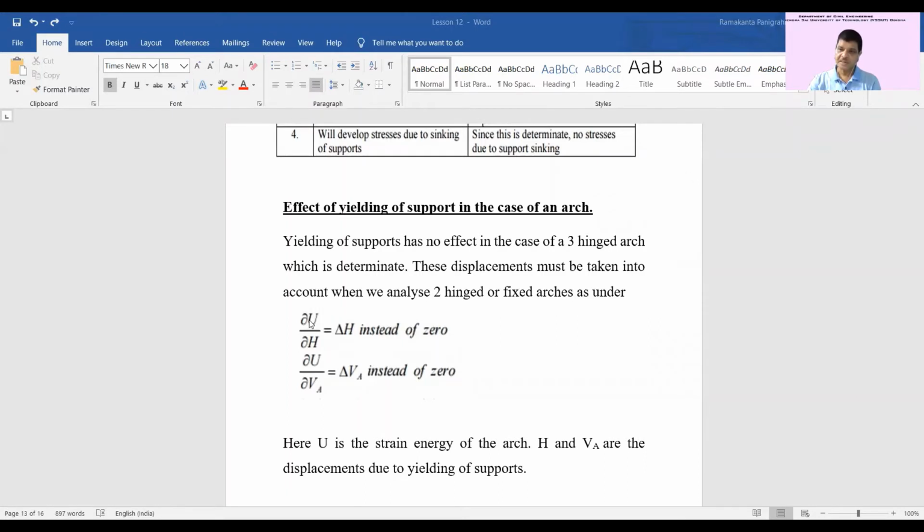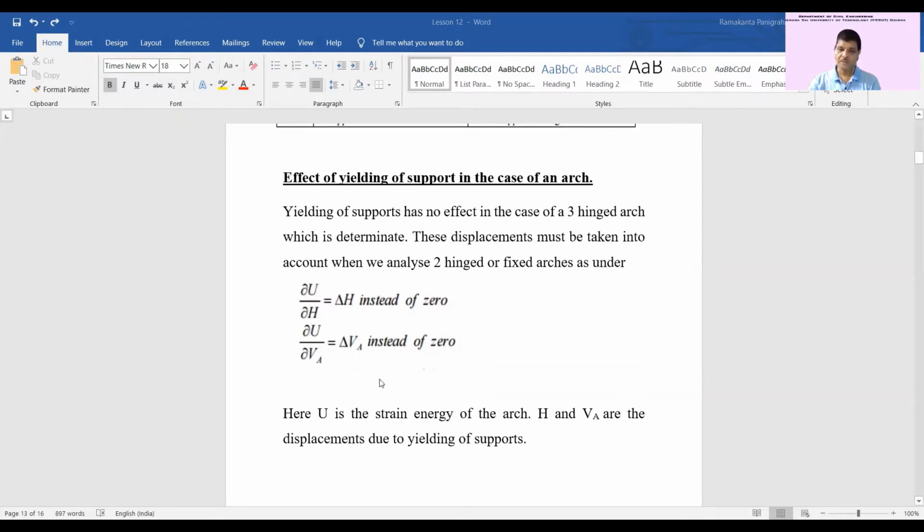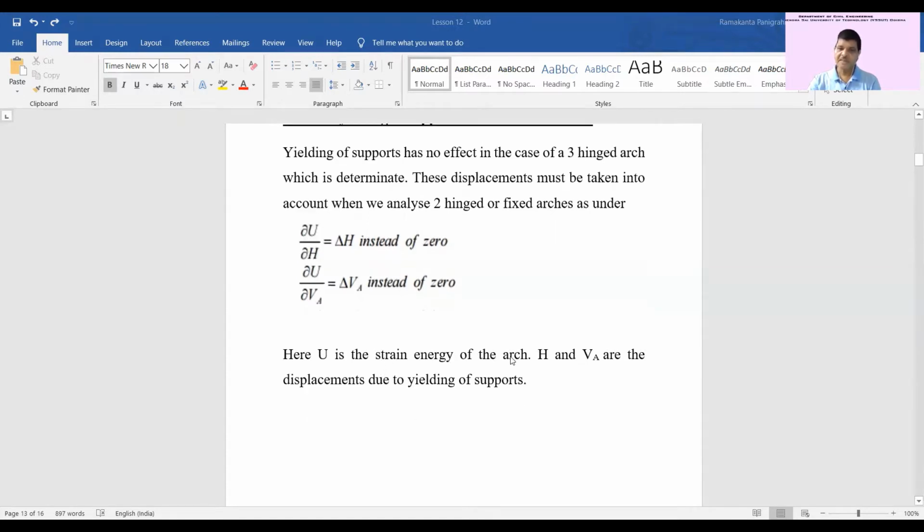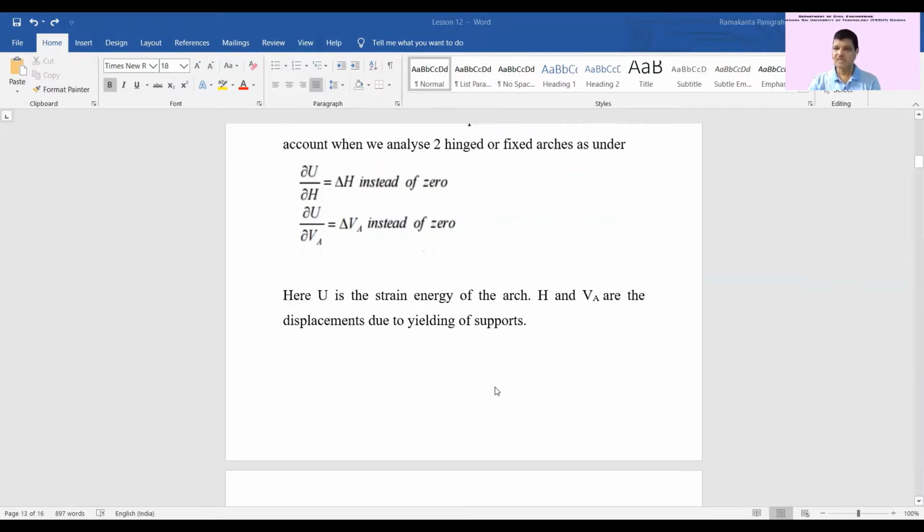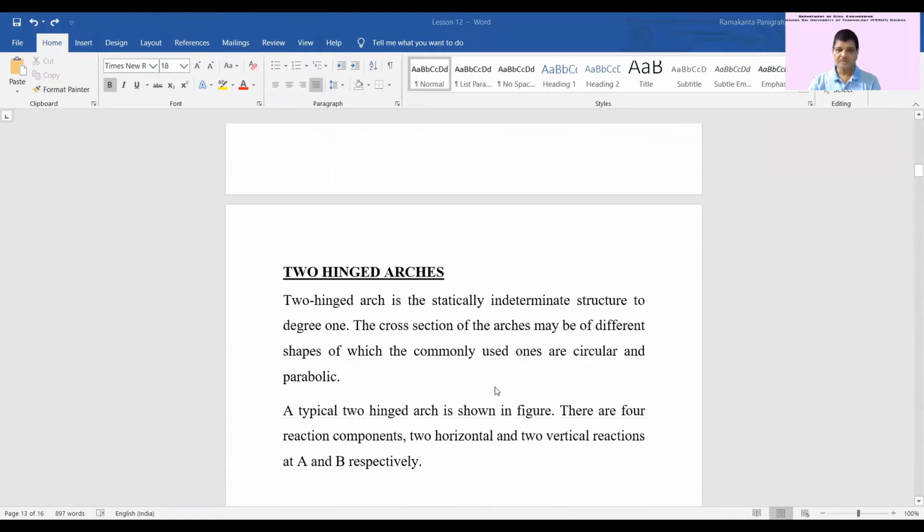The total strain energy with respect to H, if you take the derivative, as H is unknown, that will be delta H. If there is a settlement, it will be nonzero; if there is no settlement, delta H will be equal to 0. Similarly, del U by del VA will be equal to the settlement in the vertical direction, because if there is no settlement in the case of a determinate structure, del VA is equal to 0. So U is the strain energy of the arch. H and VA are the displacements due to yielding of supports. With support yields, you can then find the values.